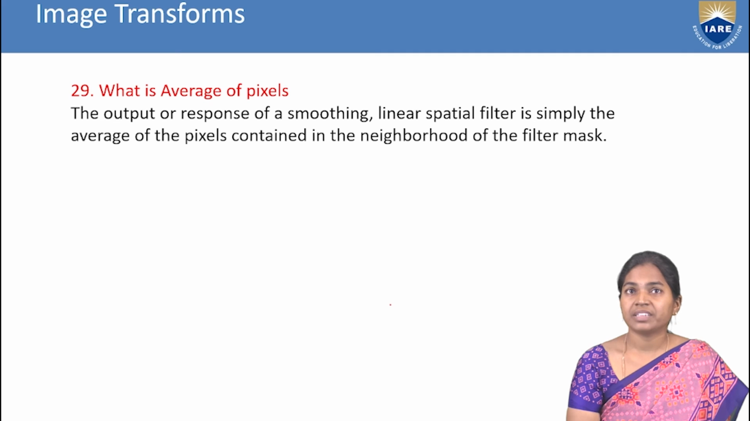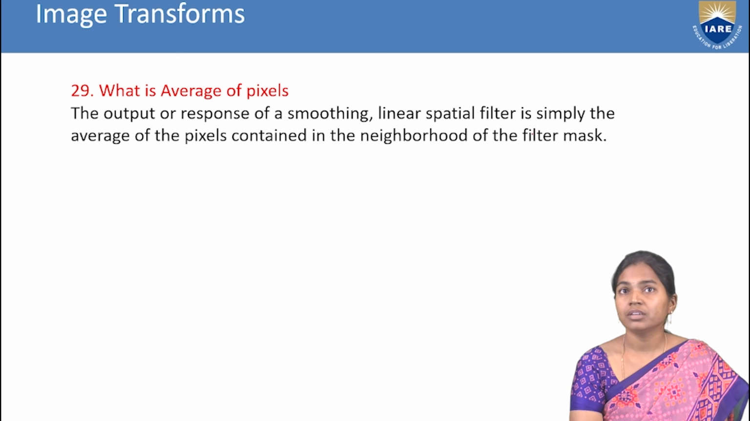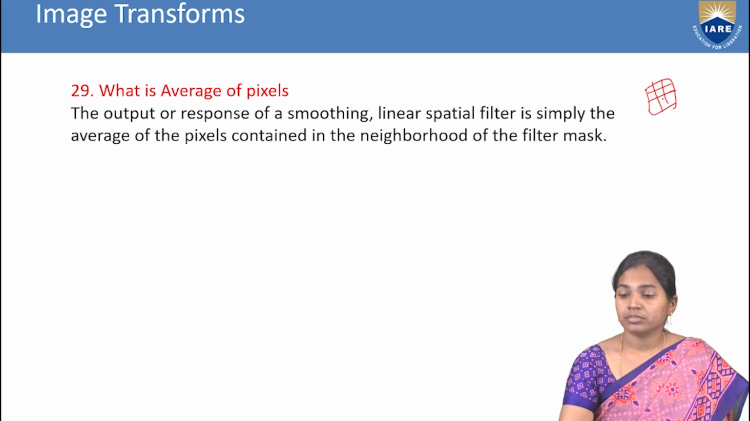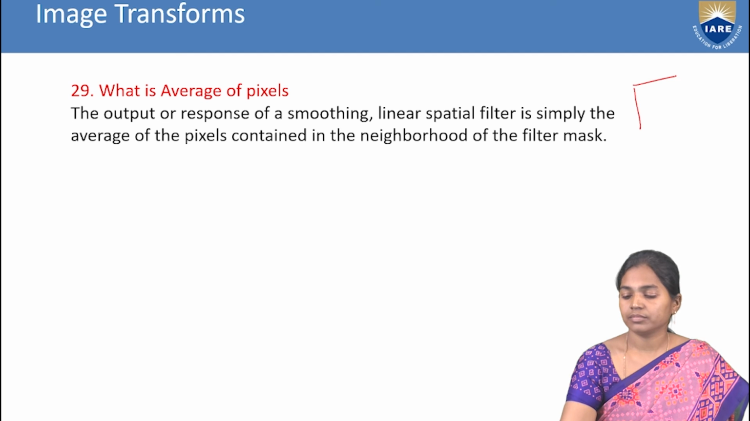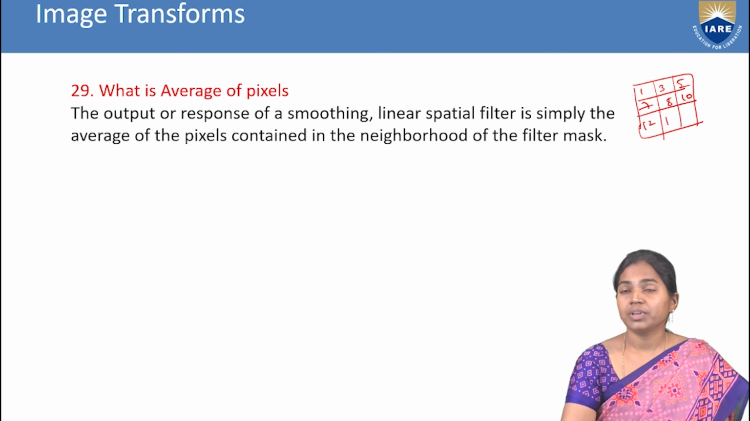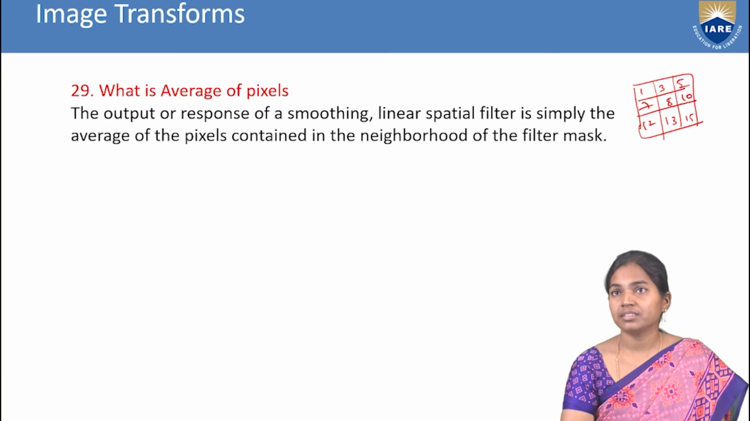What is average of pixels? The output response of a smoothing linear spatial filter is simply the average of the pixels contained in the neighborhood of the filter mask. So average of pixels means, here the pixel values are, for example, 1, 3, 5, 7, 8, 10, 12, 13, 15. Sum of all the pixels divided by 9 is nothing but the average filter.